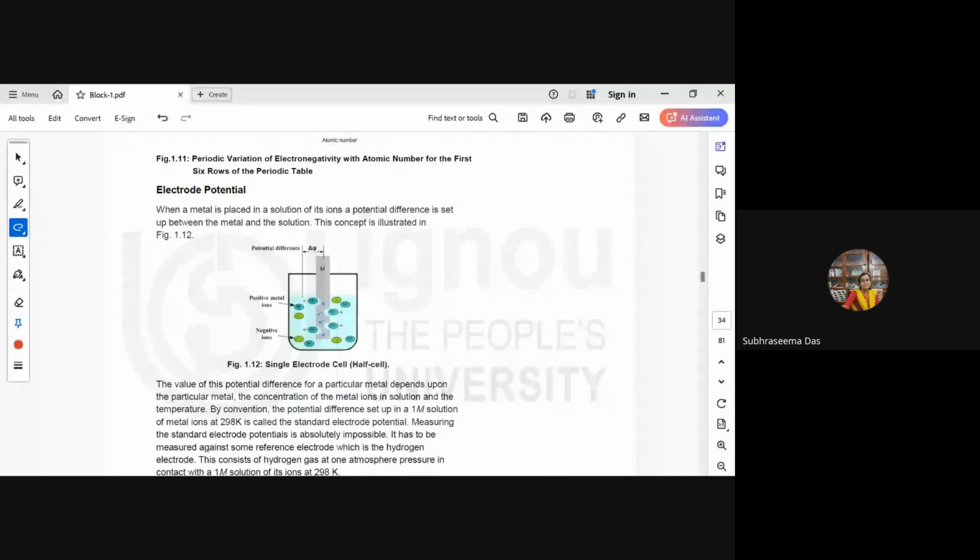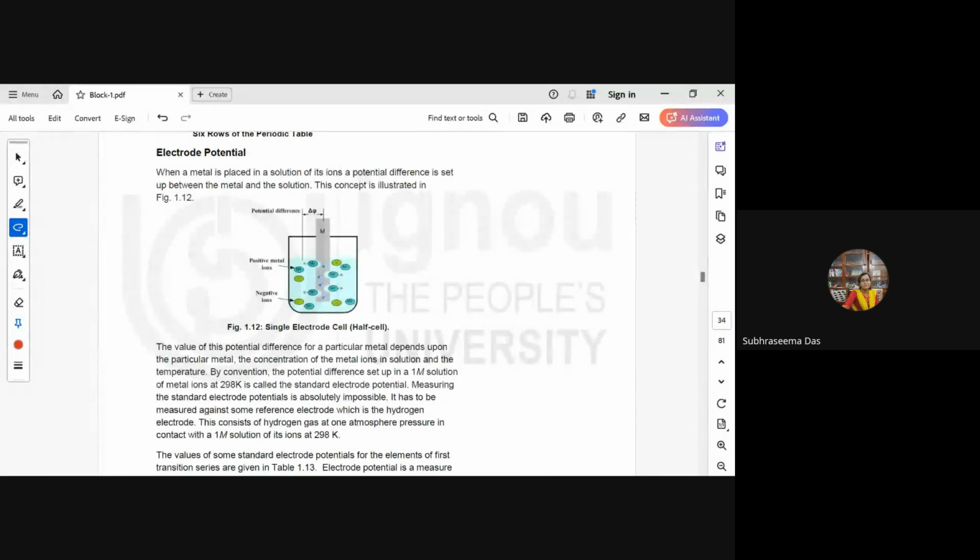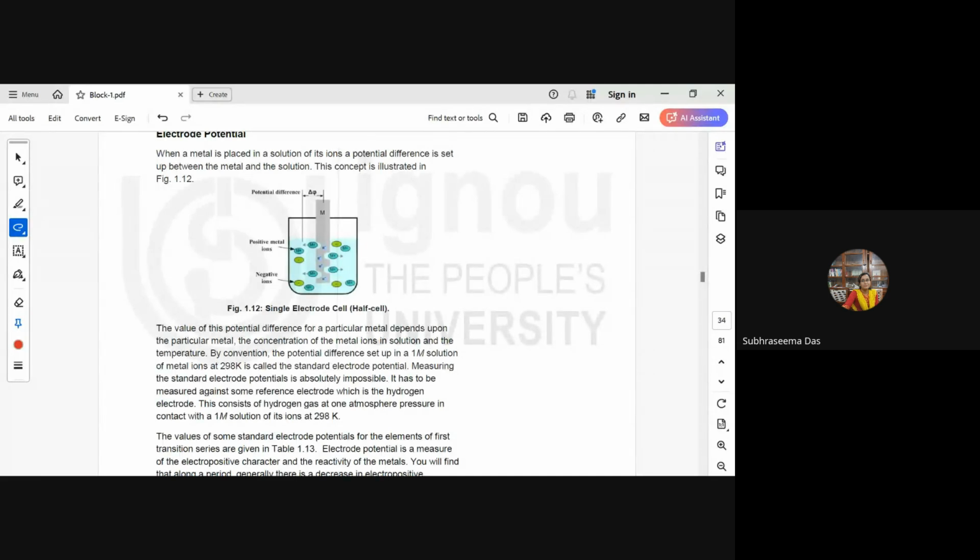So coming to electrode potential, this is also one periodic property. When a metal is placed in a solution of its ion, a potential difference is set up between the metal and the solution. The value of this potential difference, which is measured in volts, depends upon the type of the metal that is used, the concentration of the metal ions taken in solution, plus the working temperature.